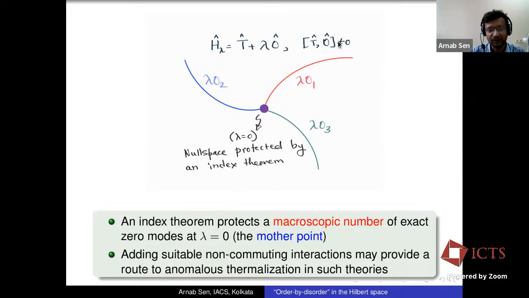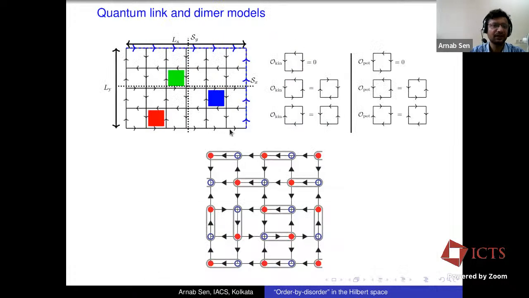Okay, so that's the main punchline that I'm trying to drive home, and I'll take two particular examples in this talk. Okay, so the examples are the quantum link and the quantum dimer model. So basically, the quantum dimer model was already introduced. So these are your dimers. And the quantum link model is basically closely related. So you think of fluxes.